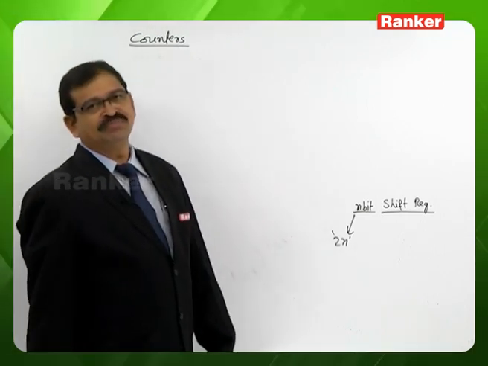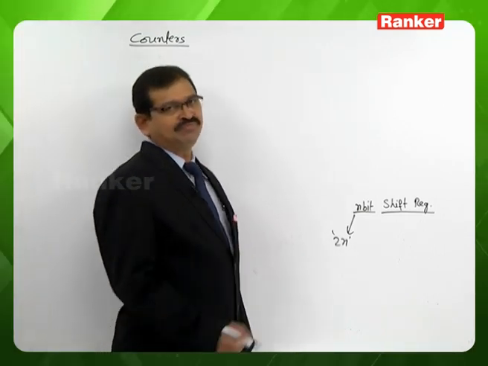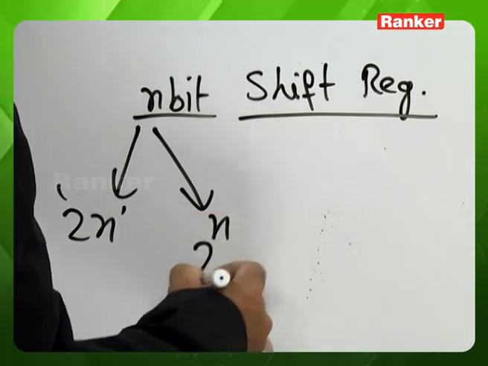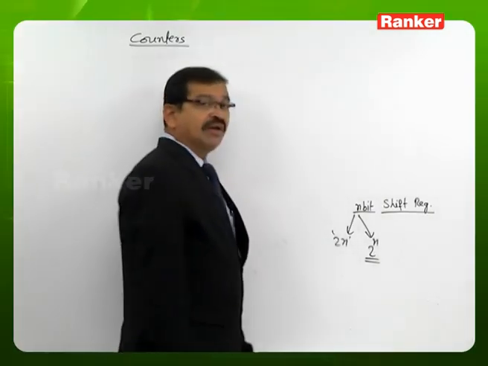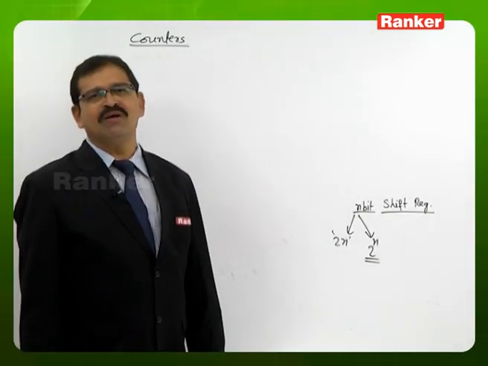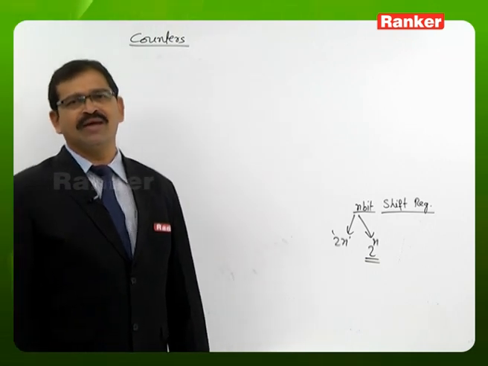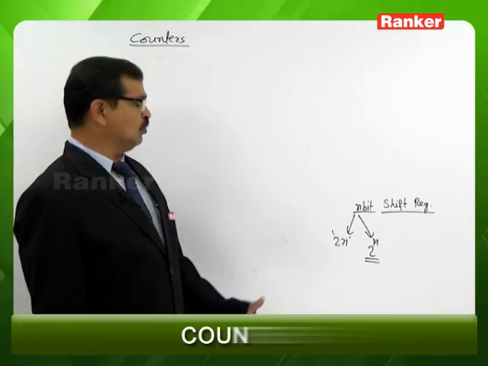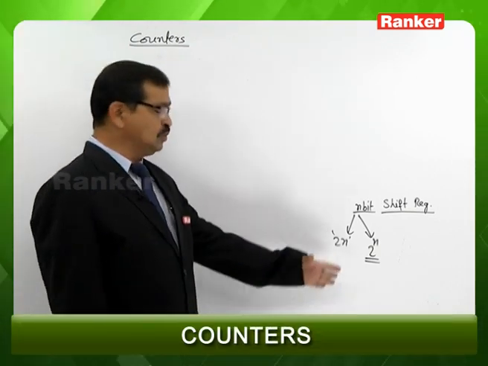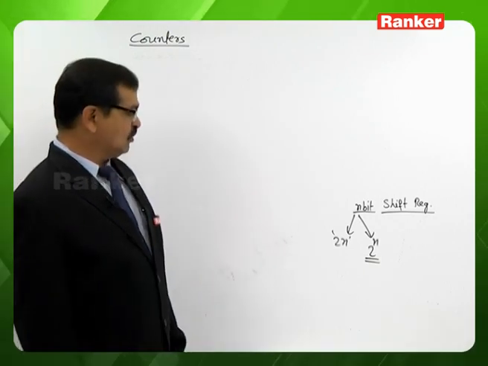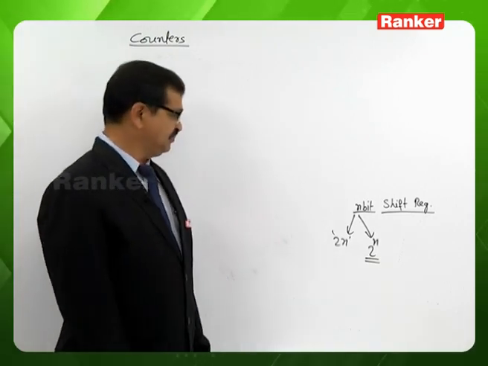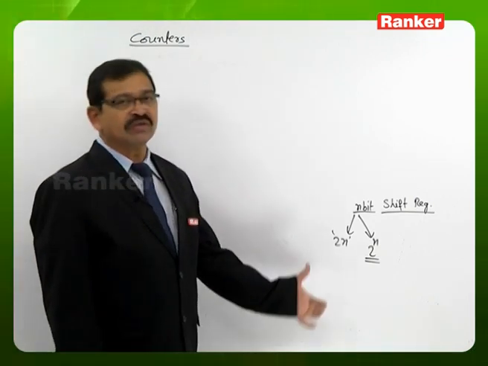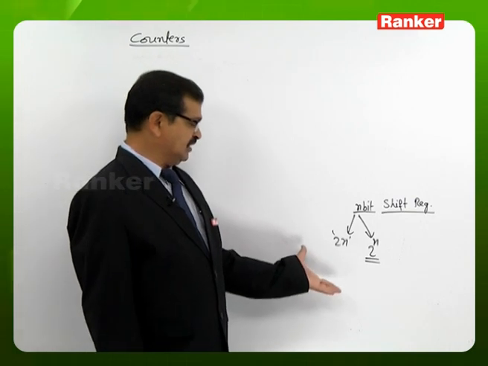But we know that with a group of n flip-flops, we have the possibility of 2 to the power of n combinations. Out of 2 to the power of n combinations in the group of n flip-flops, when we are using the register as a counter, we are able to use only 2n clock pulses. Means we are able to use only 2n states out of 2 to the power of n possible states. So we are unable to use all possible states for counting the clock pulses when we are using the register as a counter.